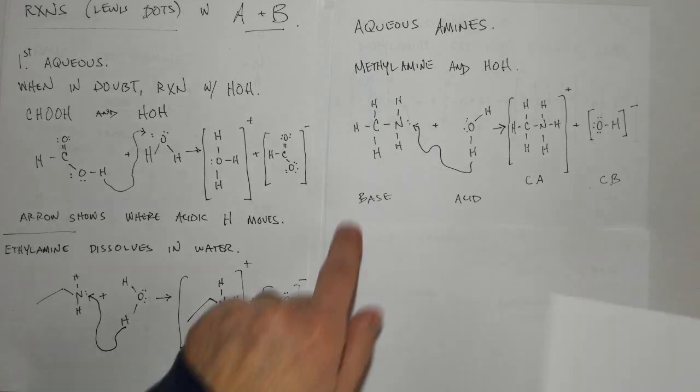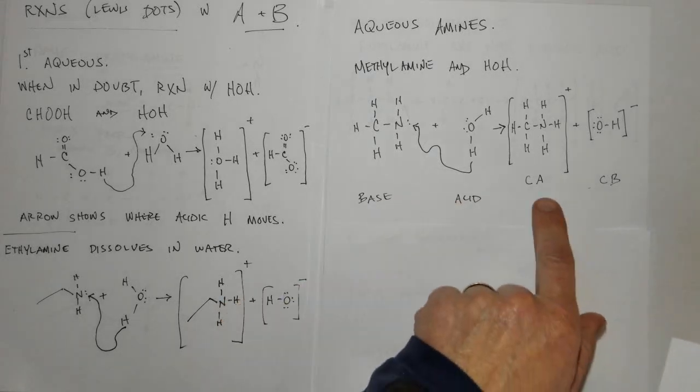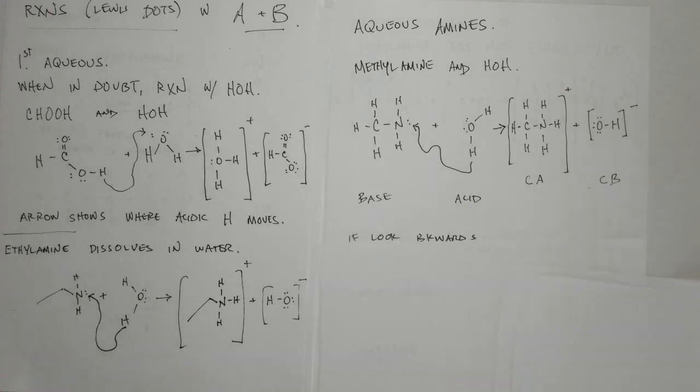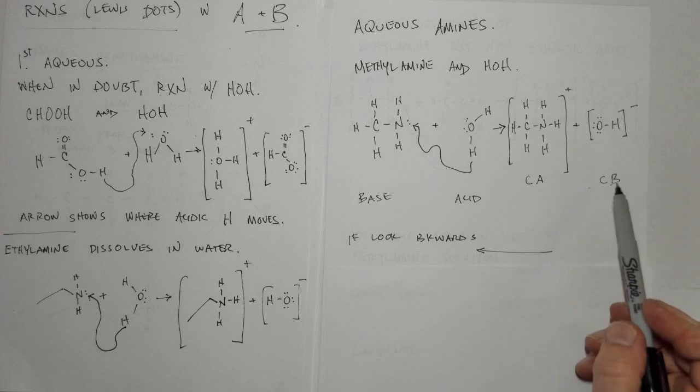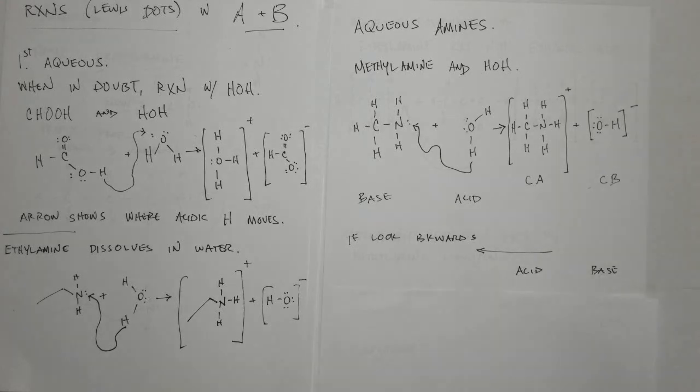The base here, the acid here, the conjugate acid and the conjugate base right there. If you look backwards, you can see why it's called the conjugate. If you look at this direction, you can see that this acts as a base from here to here. It gets a hydrogen. And so instead of calling it just the backwards base, they give it a fancy name. They call it the conjugate base.